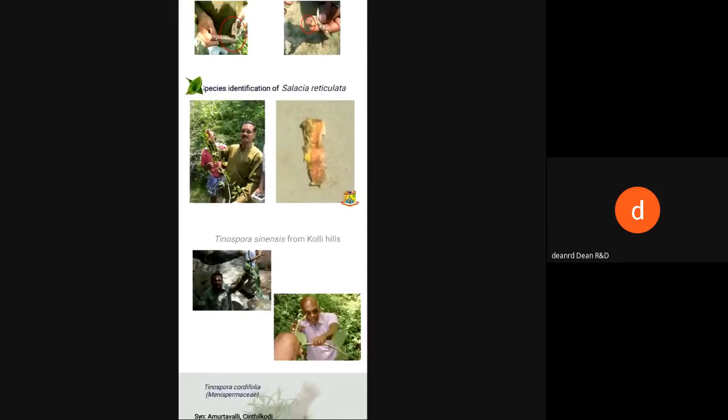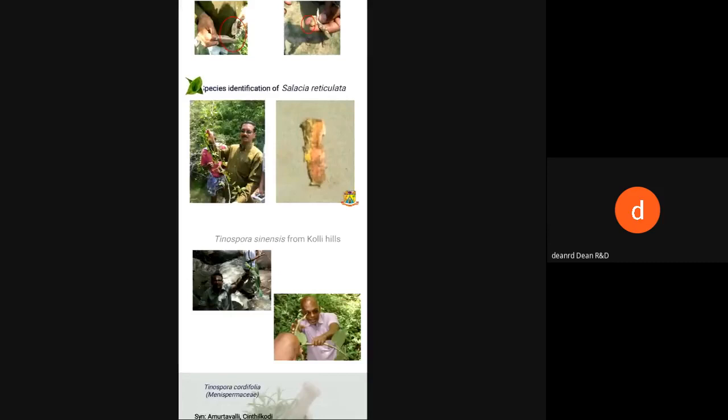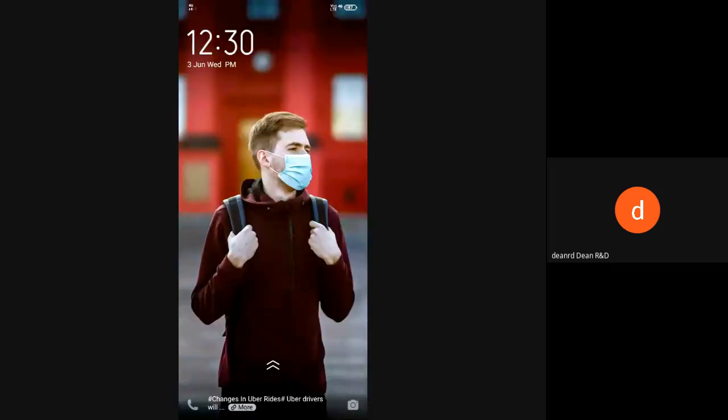The next one is the Tinospora sinensis. Again, this is being found. Tinospora sinensis is a rare and endangered species, commonly known as the Sindhil Kodi. The other one is cordifolia. First one is sinensis, the other one is cordifolia. This is found very commonly in the plains.